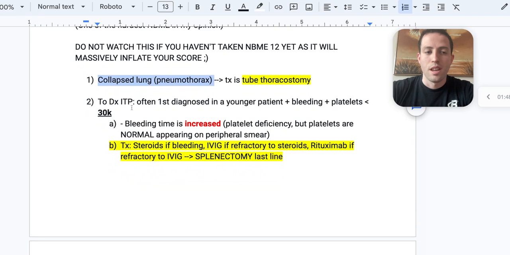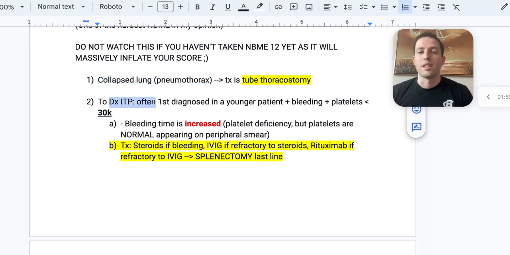All right, next, to diagnose ITP, immune thrombocytopenic purpura. This is one of the most high yield topics on the entire exam. It's generally going to be first diagnosed in a younger patient, so they could be 5 to 15 years old, most commonly on the NBME. Not to say it couldn't be a 40-year-old, but just keep that in mind.